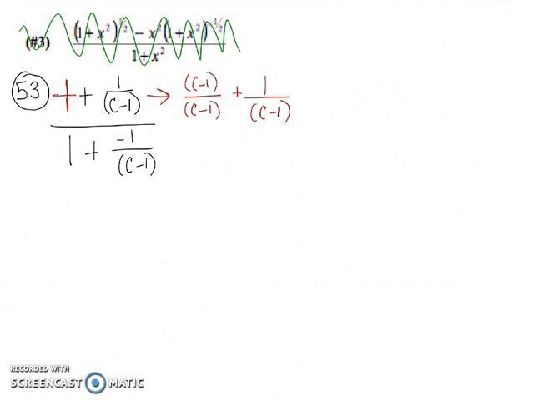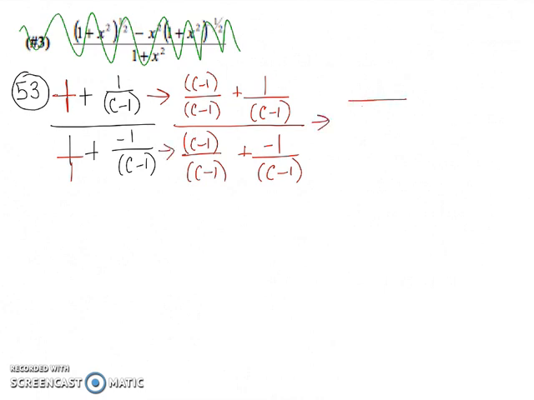I'm going to do the same thing in my denominator. Here I've really got 1 over 1, so my common denominator is going to be c minus 1 for both. This is going to stay -1. C minus 1 is what I change my denominator to, so c minus 1 is what I have to change my numerator to. So now I can go ahead and add each of these fractions together.